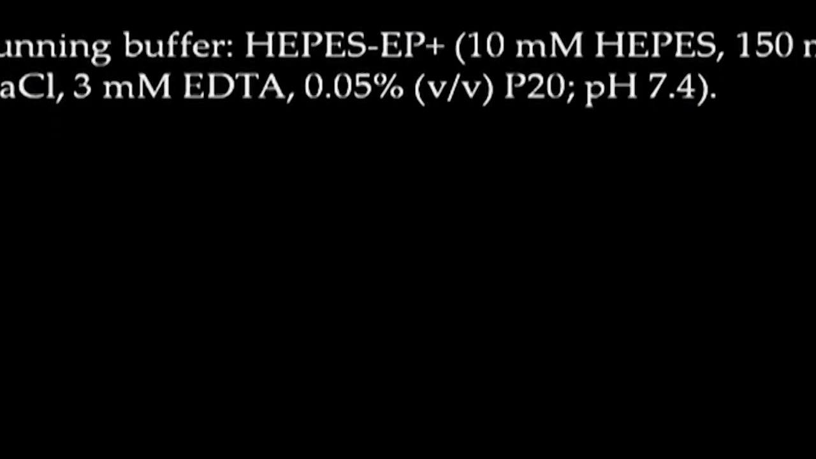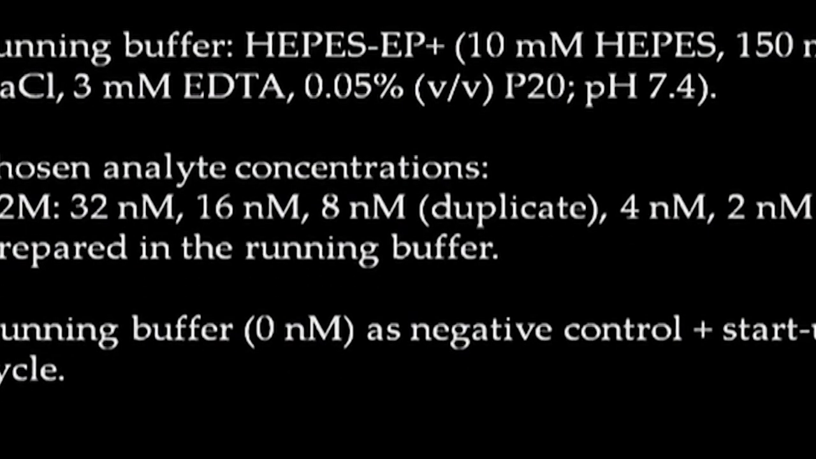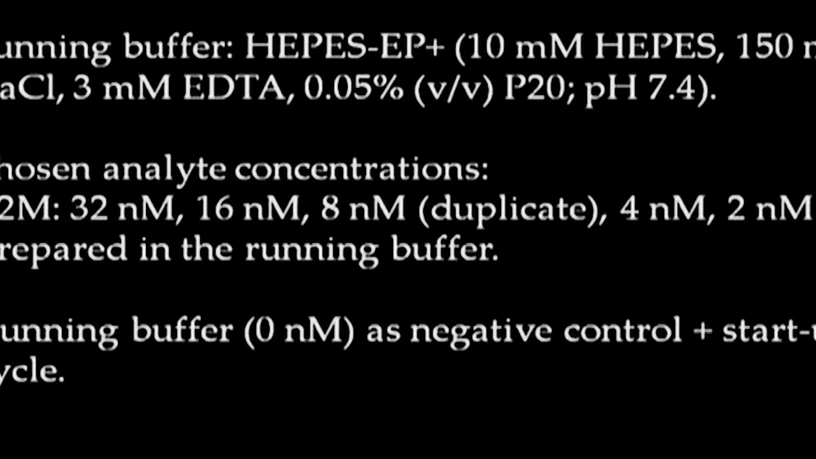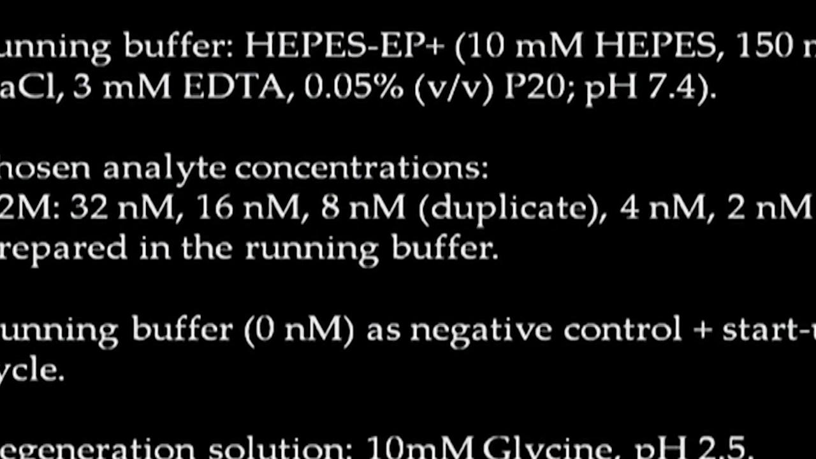in today's kinetic assay experimental setup, we will be using HBS-EP Plus as the running buffer. We will be preparing a total of 5 concentrations of beta 2 microglobulin starting from 32 nanomolar, 16 nanomolar, 8 nanomolar, 4 nanomolar and 2 nanomolar using 2-fold serial dilution in the running buffer and 8 nanomolar concentration in duplicate. We will be using HBS as 0 concentration negative control for the reaction as well as for the initial startup cycles. For regeneration solution, we will be using 10 millimolar glycine pH 2.5. We shall now proceed to set up our experiment for kinetic analysis.